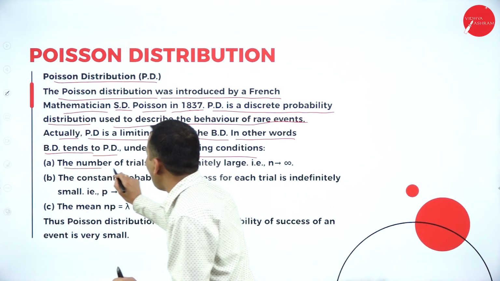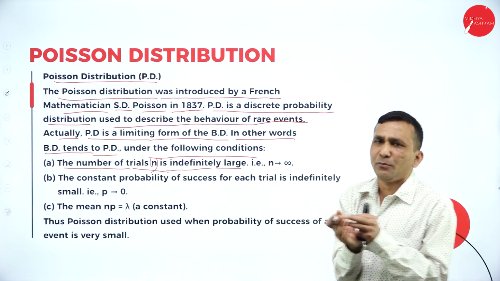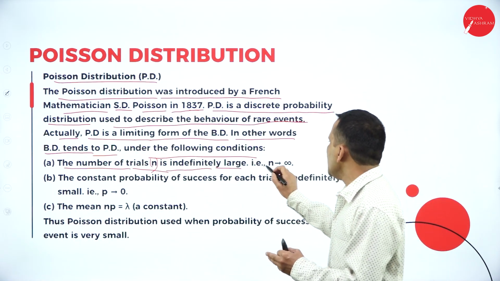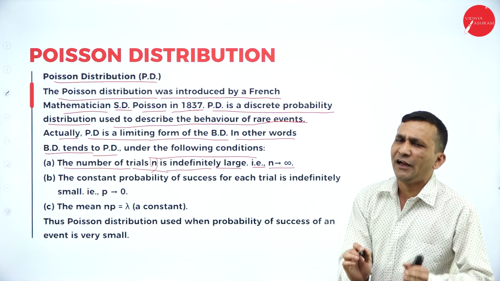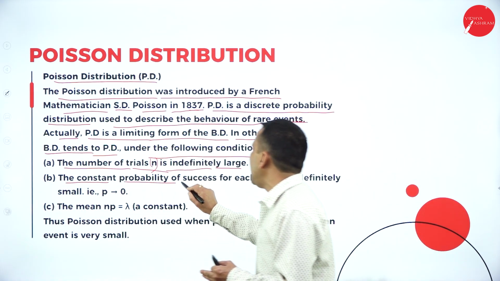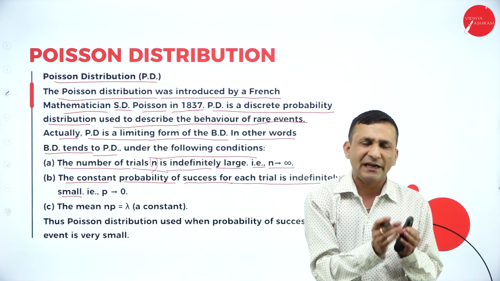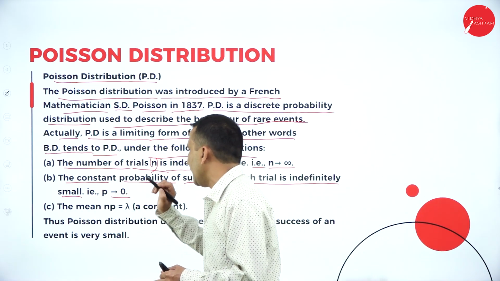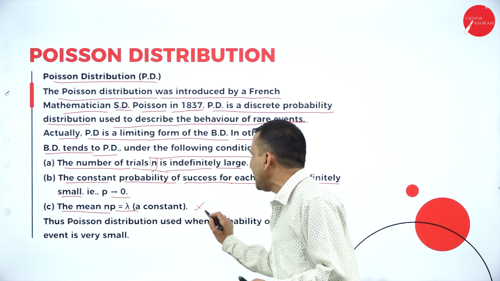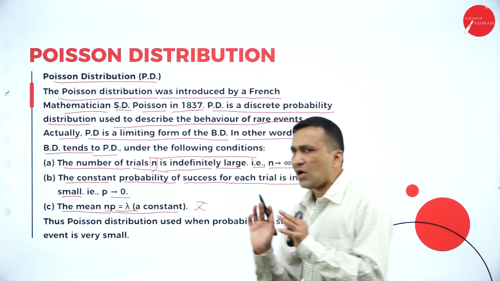The first condition is that the number of trials n is infinitely large compared to the binomial or Bernoulli case, that is, n tends to infinity. The constant probability of success for each trial is indefinitely small; the probability we are identifying is very small. The mean np is nothing but lambda, or you can write x bar is lambda, or the mean. So here the parameter is a constant for all.